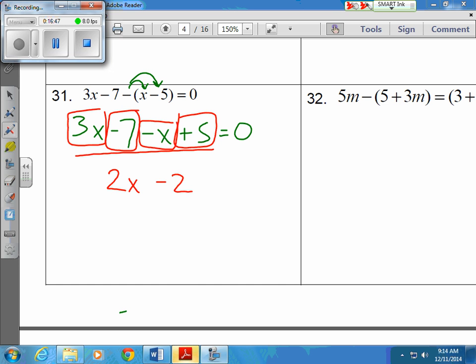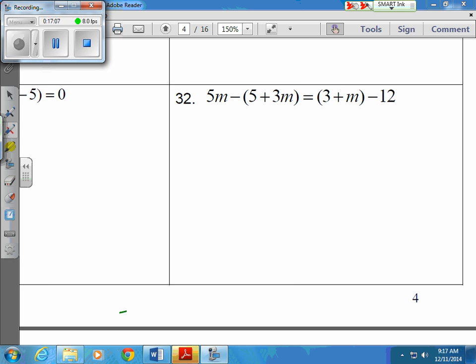2. Now, we have 2 steps left. What do we do first? 2x is equal to, cancel to 0, and then divide last. x is 1.